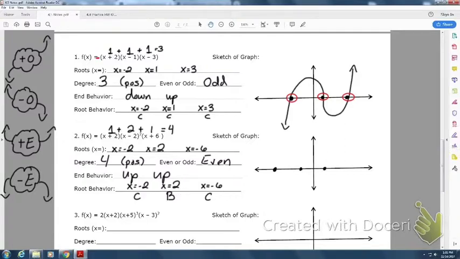So it's an up, up. So I'm going to start up here. At -6, I'm going to cross. At -2, I'm going to cross. And at +2, I'm going to bounce. So cross, cross, bounce.